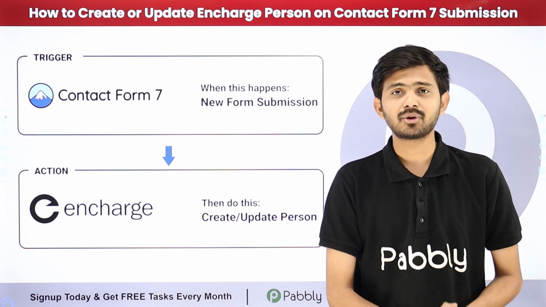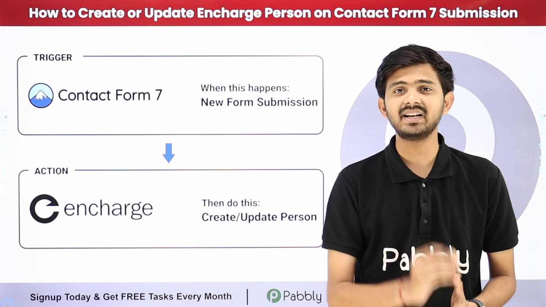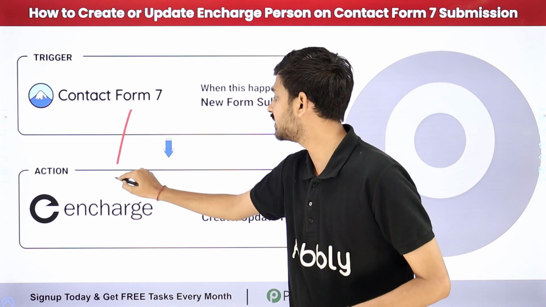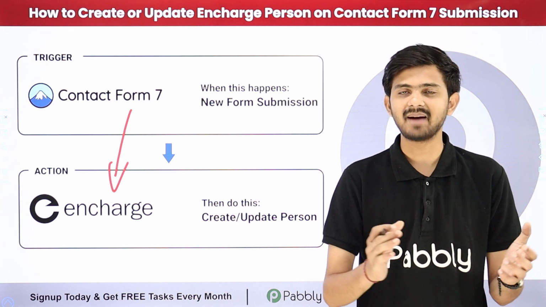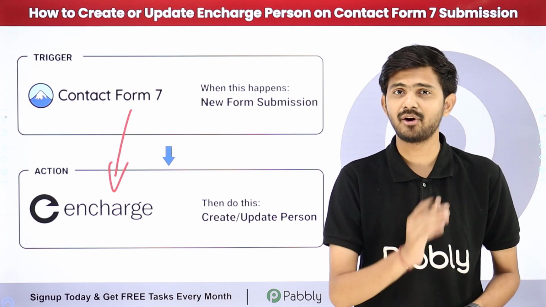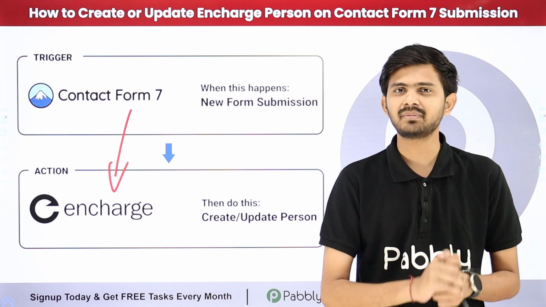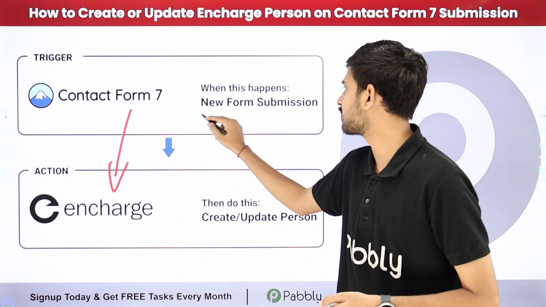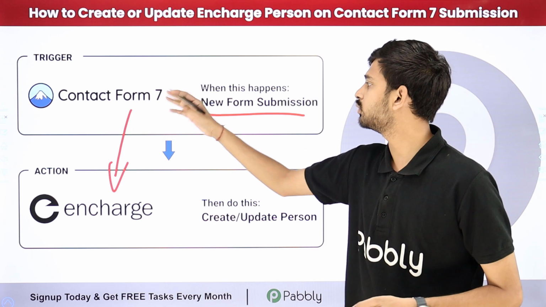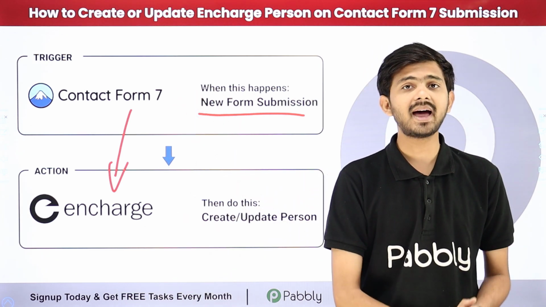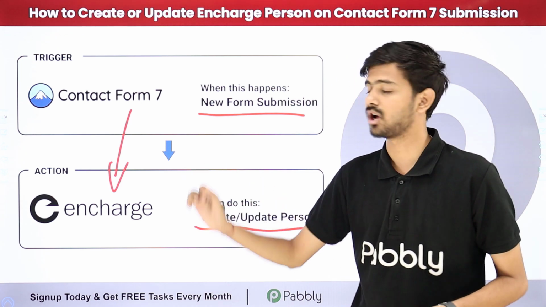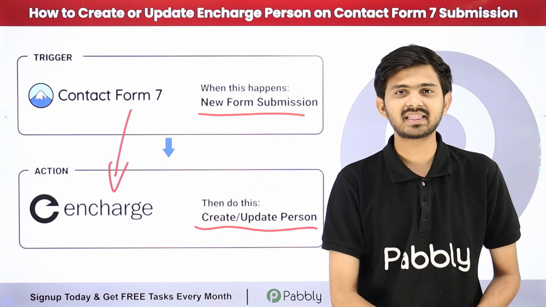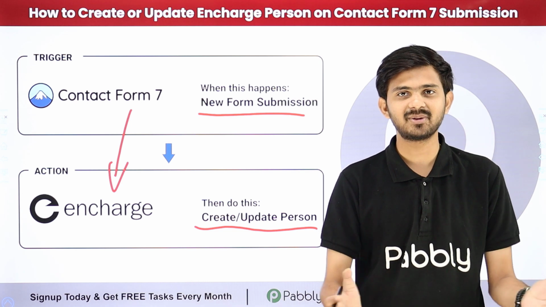So for doing this automatically, I need to build a connection between contact form 7 and Encharge. For building this connection, I'm going to use Pabbly Connect, which is an amazing software for automation and integration. Now with Pabbly Connect, whenever I receive a new form submission for my lead form through contact form 7, then automatically by using those details, I will either create or update a person in Encharge. So how I'm going to build this connection? For that, let me take you to my computer screen.